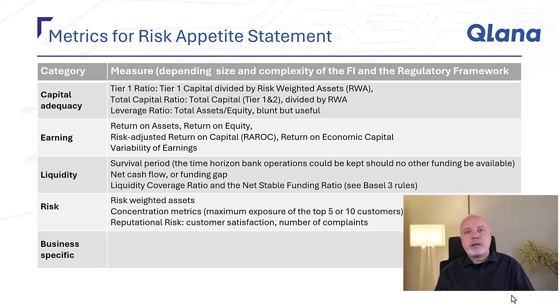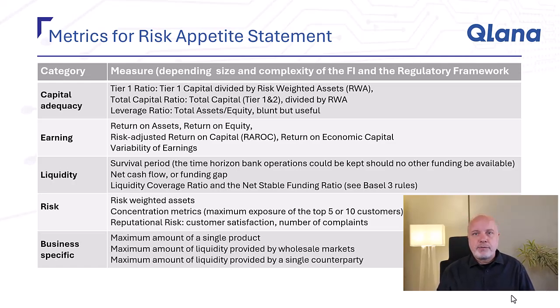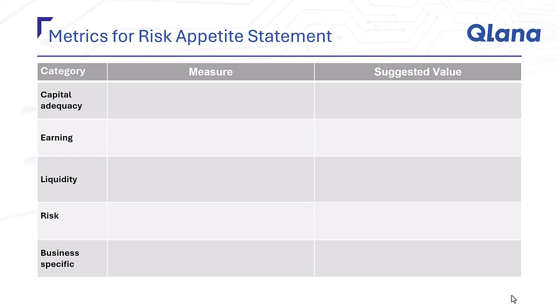Further, we have some business area specific ratios. For example, the maximum amount of exposure for a single product, the maximum amount of liquidity provided by wholesale funding, or the maximum amount of liquidity provided by a single counterparty. So you can see there are a variety of ratios that you can play with and a variety of indicators that are useful for your overall risk appetite setting. In the next slide, we will give you an empty template. You can download that template where you can start developing the metrics for your own institution.